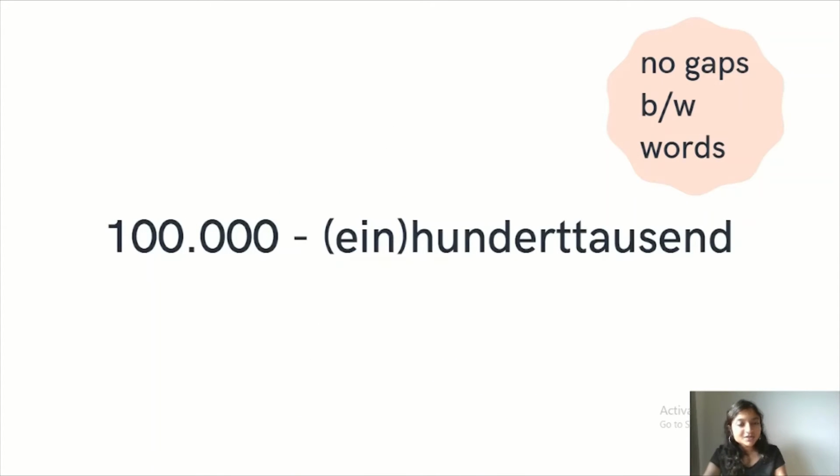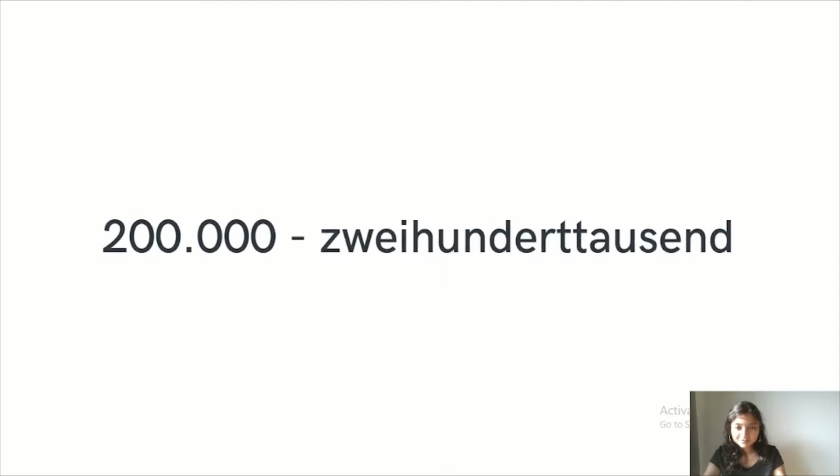Next is 100,000. We literally have to convert it from English to German. So it is 100,000. Einhunderttausend. Okay? There are no gaps in between these words. Please note this thing. Next is 200,000. So 2 is called zwei, 100 is called hundert, and 1000 is called tausend. So 200,000 is zweihunderttausend, and so on.